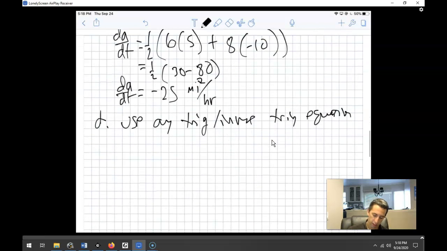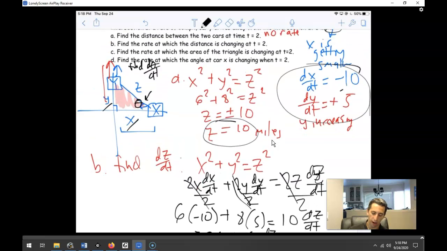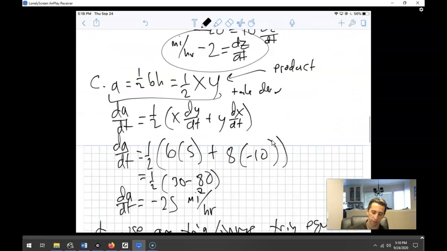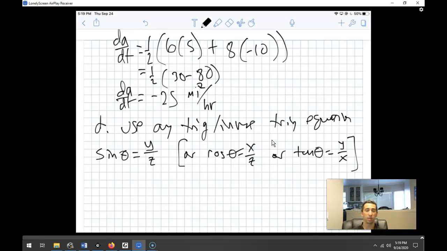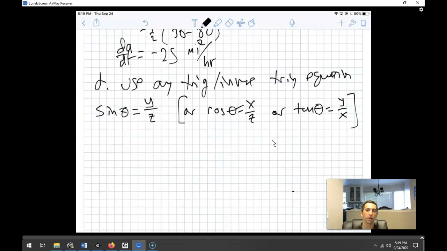So what I'm going to do is start by saying sine of theta equals opposite over hypotenuse. Opposite is y, hypotenuse is z, so y over z. I could have just as easily said the cosine of theta is x over z, or the tangent of theta equals y over x. Any of these would work. I just pick sine because it's the first one that comes to me usually, but you'll get the same answer no matter what. Okay, so now I'm going to take a derivative here.